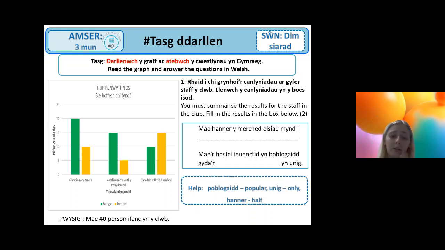So it's all about skimming and scanning through the graph. And remember, always write in Welsh. You will not get any marks in the exam for writing in English.